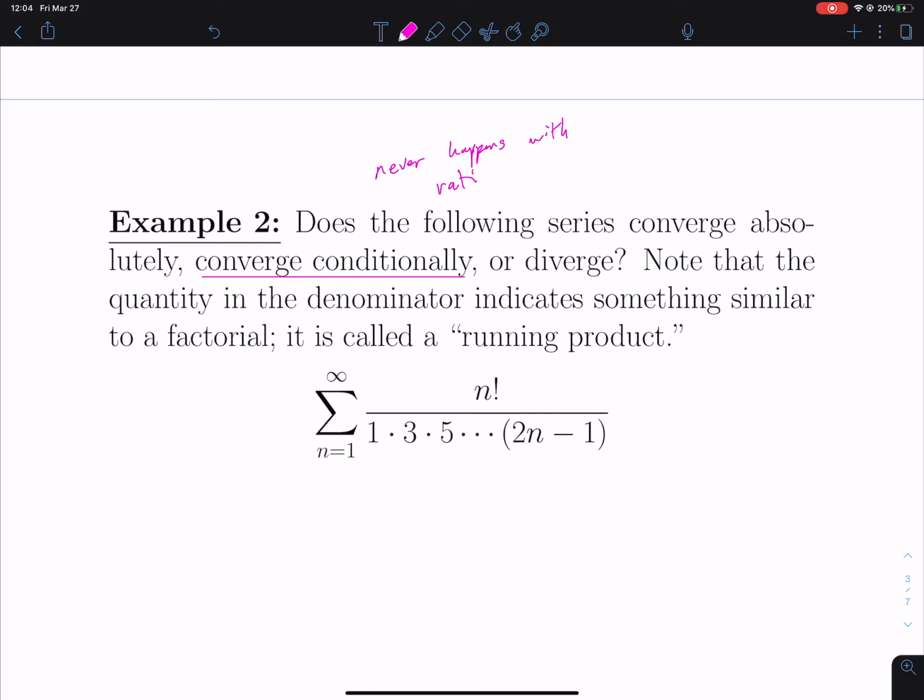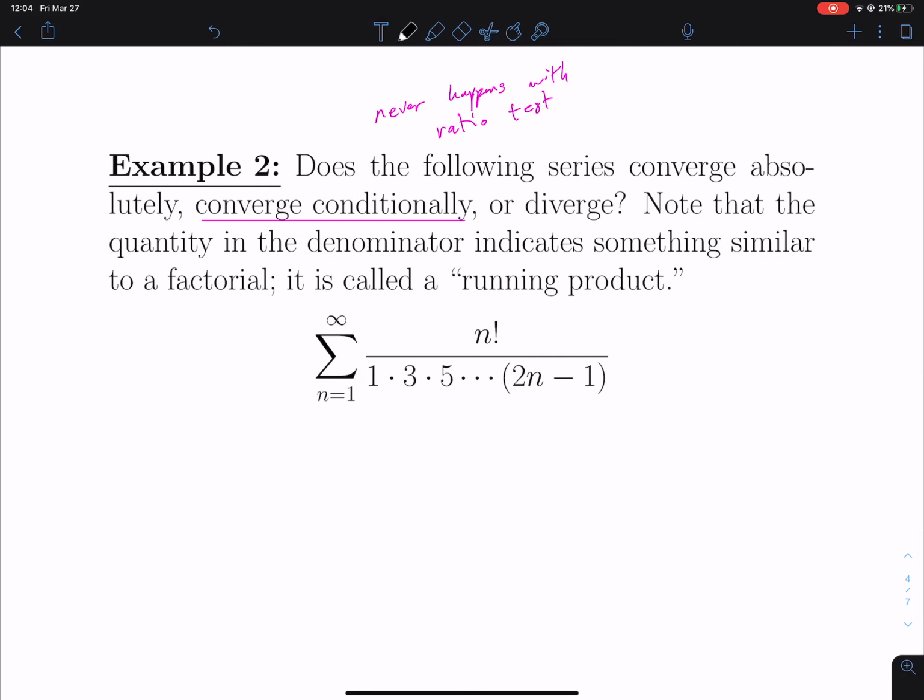So if you use the ratio test, it will never converge conditionally. Does not happen. Either the ratio test says it converges absolutely, or it doesn't know, or it diverges. It will never give conditional convergence. If you're using the ratio test, then it has to converge absolutely, or diverge. There's really nothing in between, or the ratio test doesn't know. Okay.